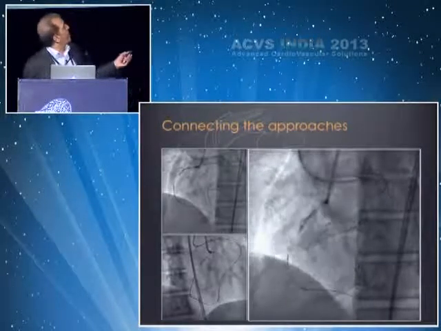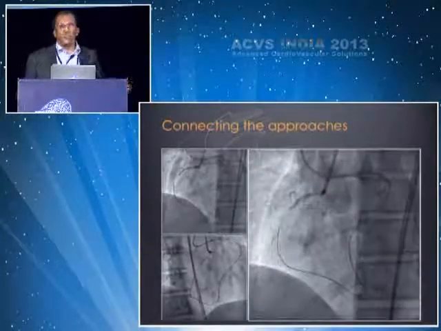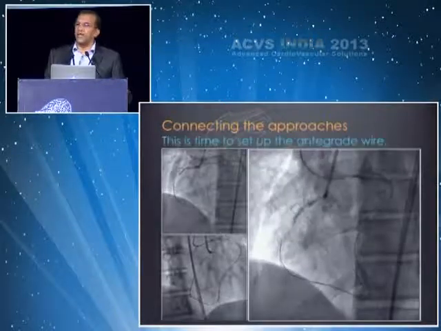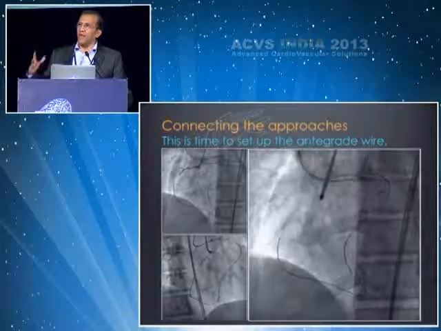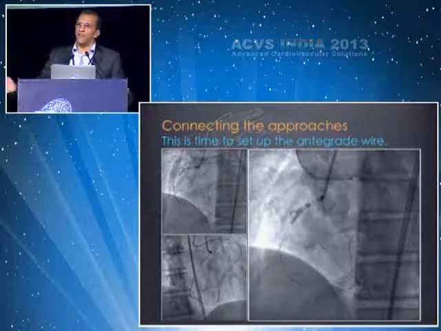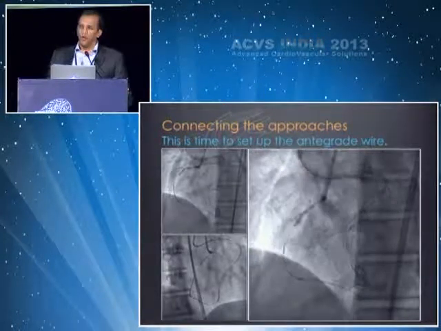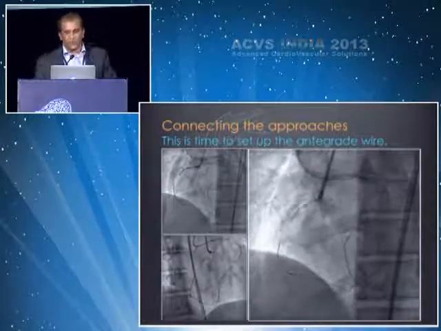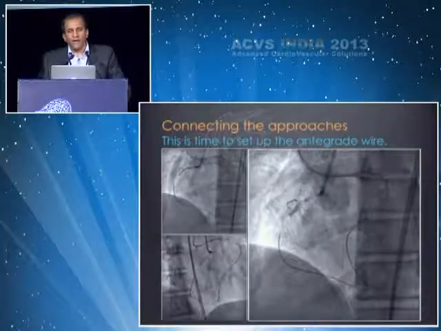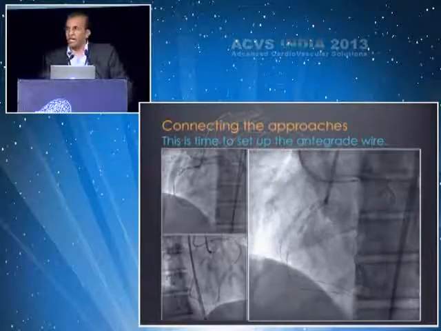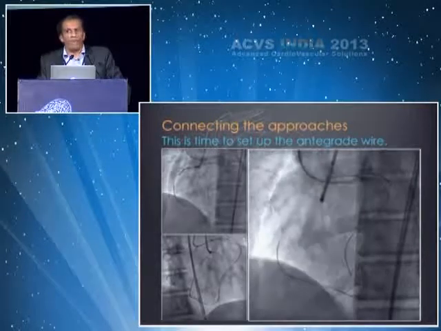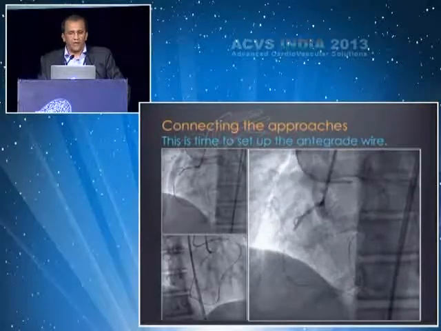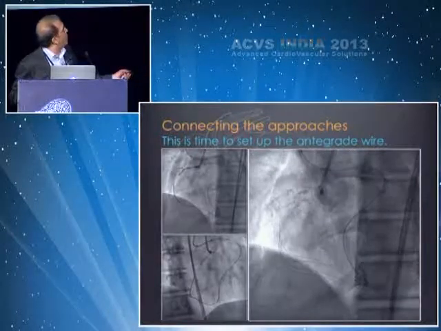Until you've got an antegrade access, I generally don't go antegradely and put in wires, because while you're working retrogradely, if you dissect the proximal part of the artery, you get into a lot of trouble. So this is the time to set up your antegrade approach. Once you set it up, you start again with a microcatheter and a soft wire, get yourself to the lesion. And the question now is connecting these two wires.